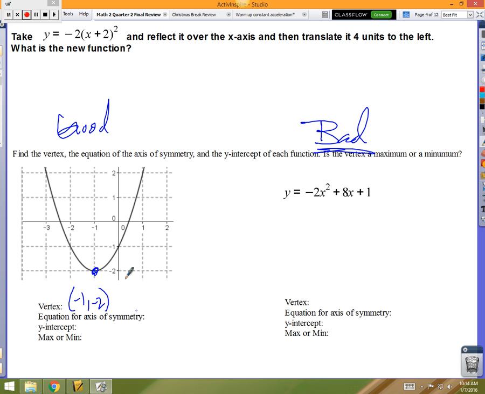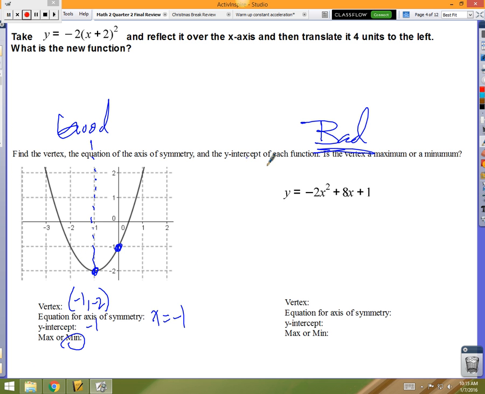The line of symmetry is kind of that center point, what it reflects over. And that is happening at x equals negative 1. Your y-intercept is where your parabola crosses the y-axis, so the y-intercept is right there at negative 1. And the vertex is the low point, so it's a min.